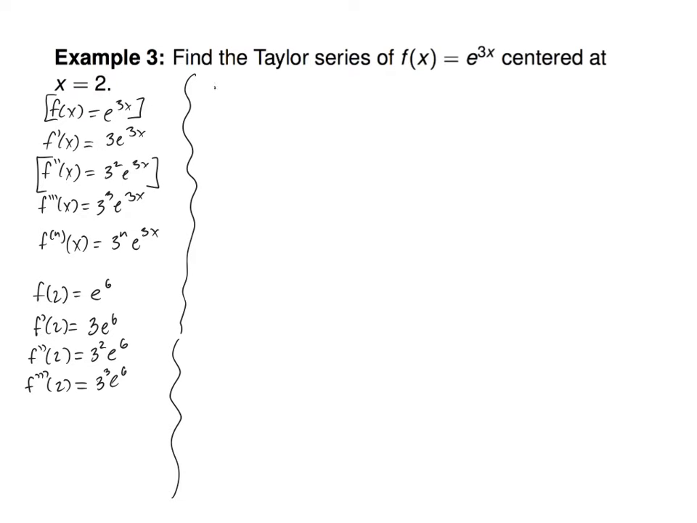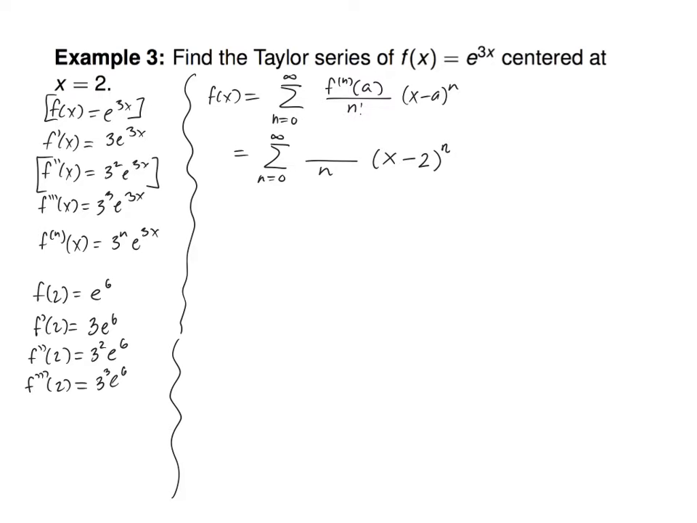Okay. So this function, your f of x, is going to be equal to that sum from n equals 0 to infinity, the nth derivative at your value a over n factorial, times x minus a to the n. So what number goes in for a? 2. And the thing we just did on the side was figuring out what this nth derivative at a is.